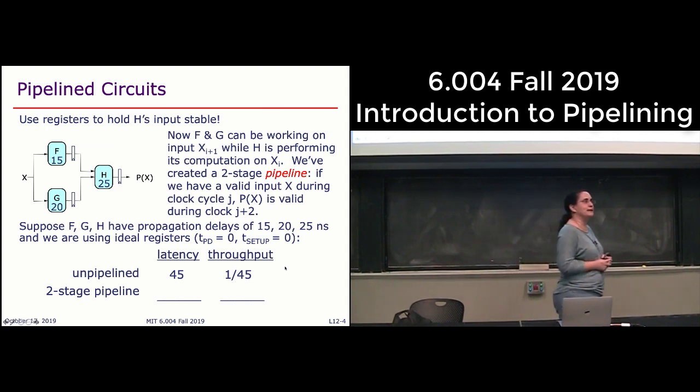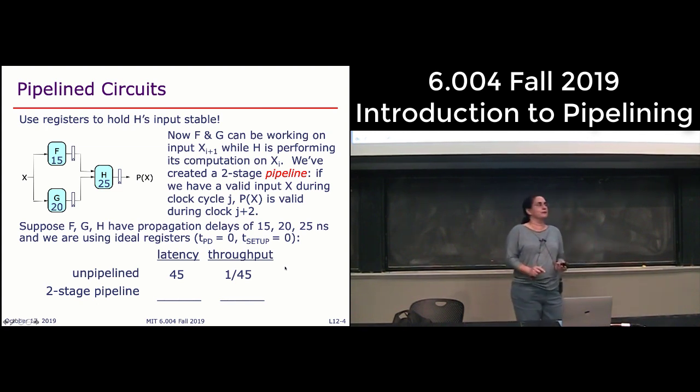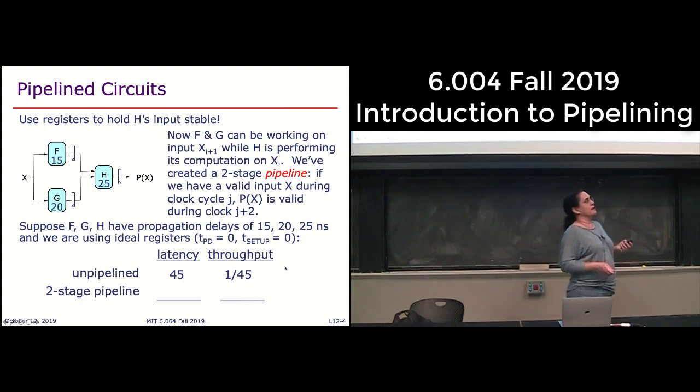What's going to determine how fast I can clock this circuit? Yeah? H being the longest to propagate? H, exactly, is the longest to propagate. And so, in general, I really need to worry about every register-to-register path.